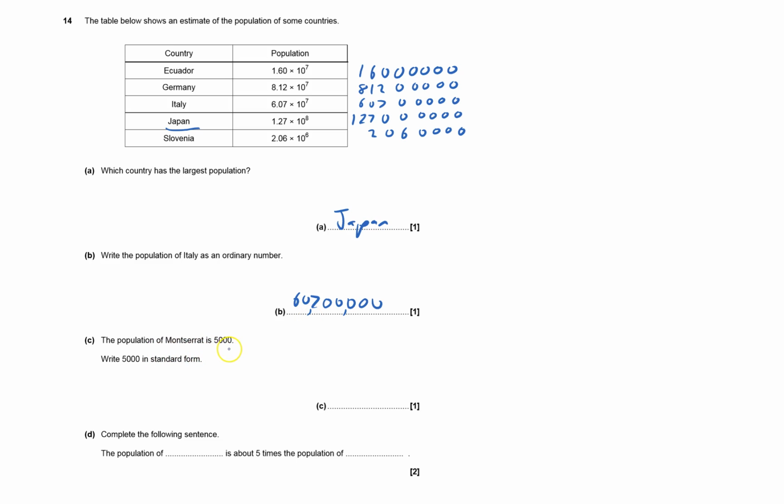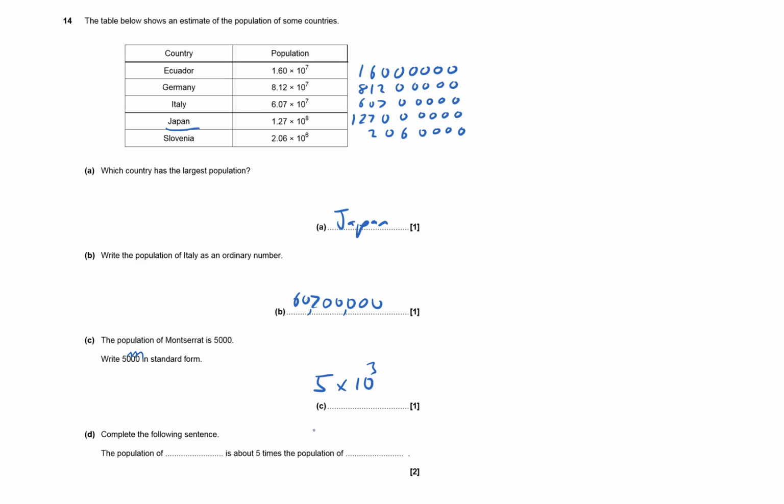Population of Montserrat is 5,000. Write it in standard form, where it's got to be a number between 1 and 10, times by a power of 10, and 5, it's gone 1, 2, 3 places, so it'll be 10 cubed. And complete the following sentence. The population of, it's about 5 times.